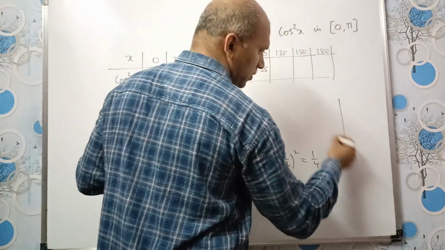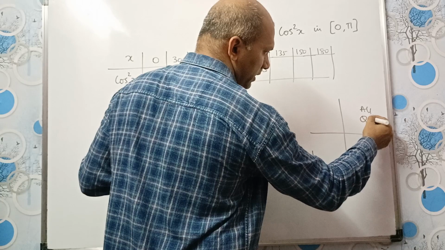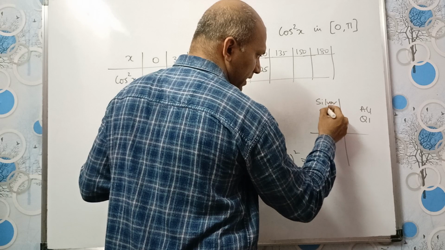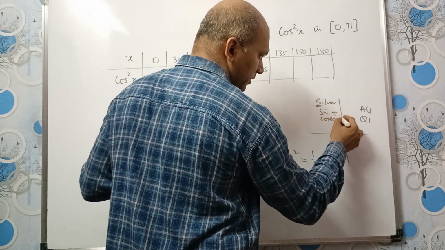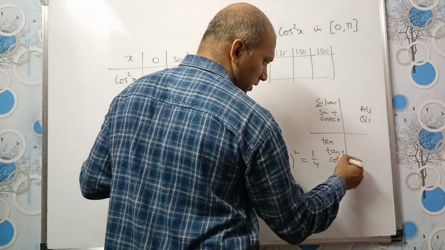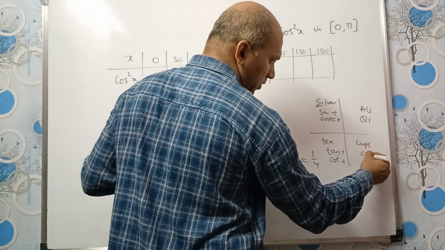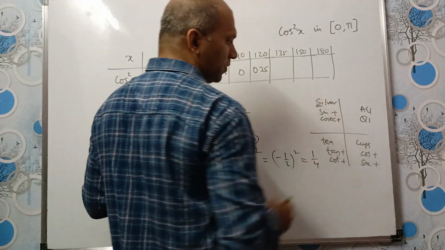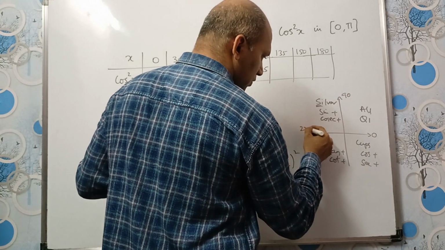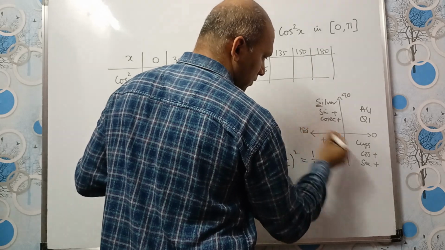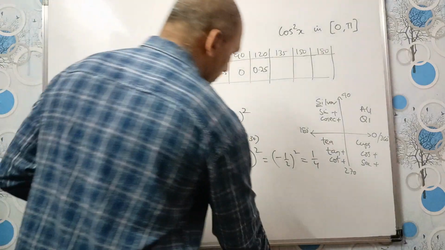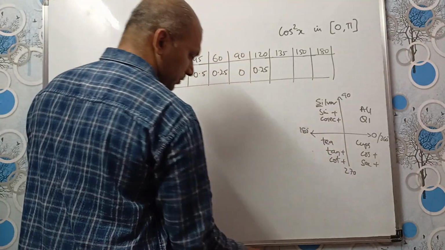And I hope you are understanding this, ASTC, all silver tea cups. In the first quadrant, all the trigonometric ratios will be positive. Silver means S, sine and cosecant will be positive in the second quadrant. T, tan and the reciprocal cot will be positive. Cups means cos and secant will be positive. The remaining 4 will be negative. This is 0 degrees. This is 90 degrees. This is 180, 270 and this is 360 degrees, right?